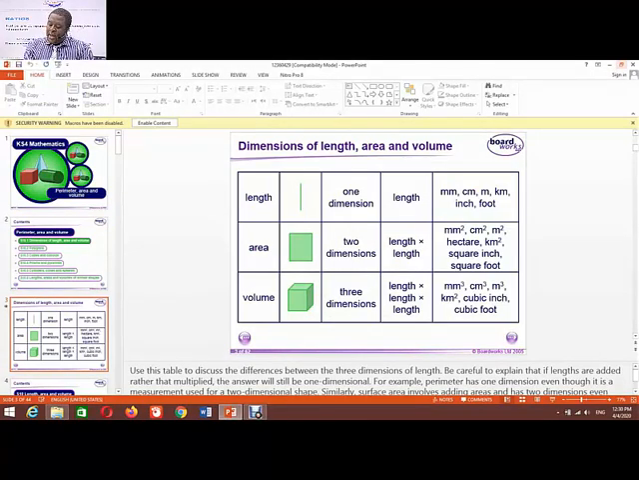For the dimensions of the length, area, and volume, we have the length, which is one dimension, the area, which is two dimensions for 2D shapes, and the volume, which is three dimensions for 3D shapes. Now, what are the units for the length? We have millimeter, centimeter, meter, kilometer, inch, and foot. The units for the area are millimeter square, the square unit of the length, and the volume units are the cube unit of the length, as it is showing in the table.